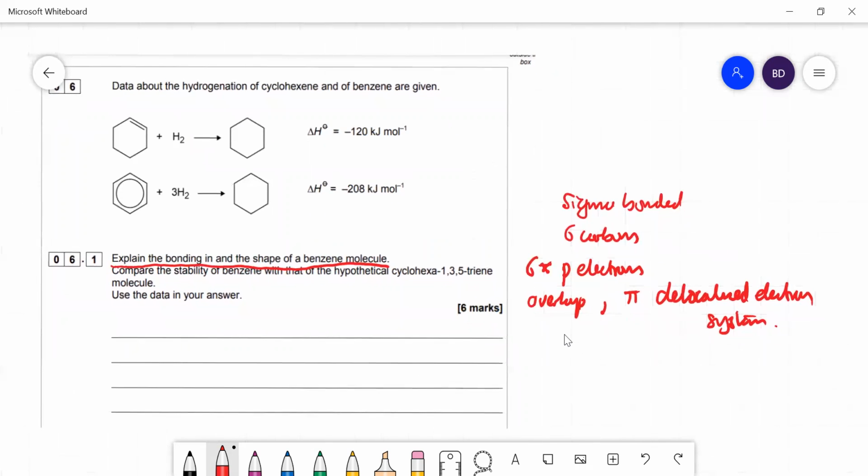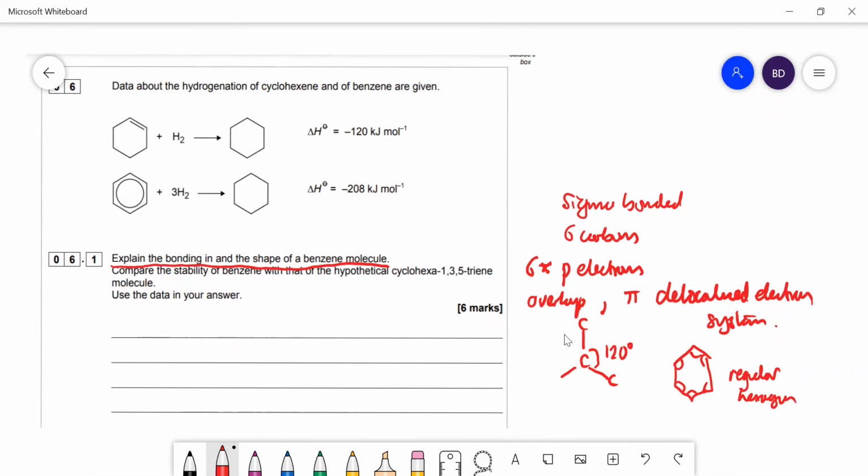Well, each carbon is bonded to 3 other things, and there are no lone pairs there. So that means the bond angle is 120 degrees. 3 bonding pairs, no lone pairs, 120 degrees. And 120 degrees is the internal angle of a regular hexagon. So they're all 120 degrees, and the carbons are arranged in a regular hexagon. And you have an area of delocalized pi electrons above and below the plane of the ring. That's all you really need to say there. You don't need to go any more technical than that.